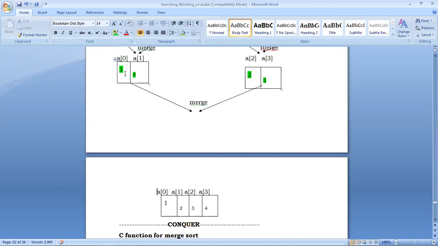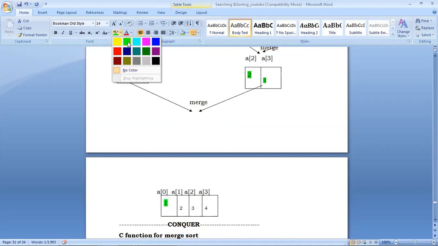So 1, 4. Okay, look at the first value of the first part. So what is the value of the first part? 1. It will be compared with the first value of the second part. What is the first value of the second part? 2. So between 1 and 2, which one is smaller? 1 is smaller. So copy 1 first. So 1 I copied. So 1 is over.